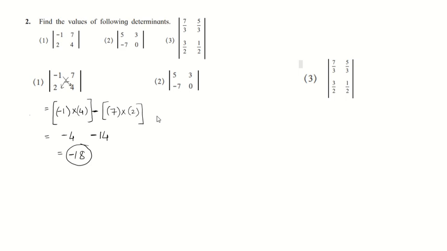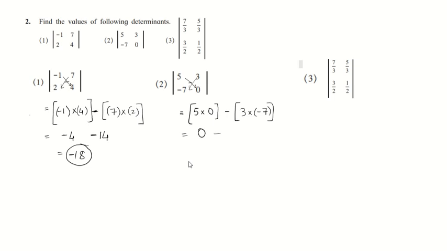Let's solve the second determinant. The second one has the numbers 5, minus 7, 3 and 0. Solving this further, place it in bracket first: 5 into 0. There will be a minus sign in between. 3 into minus 7. So 5 into 0 is 0.